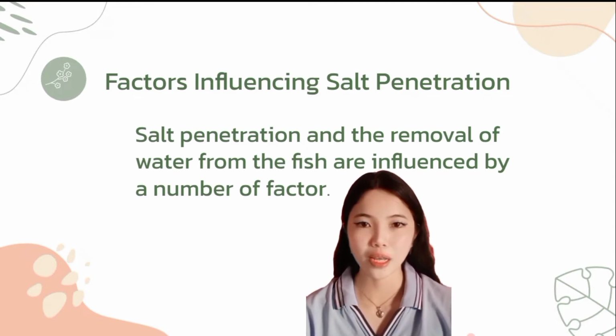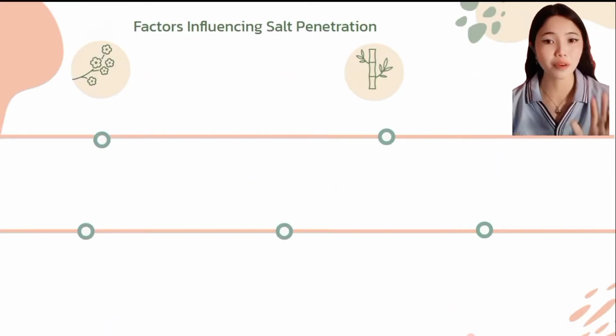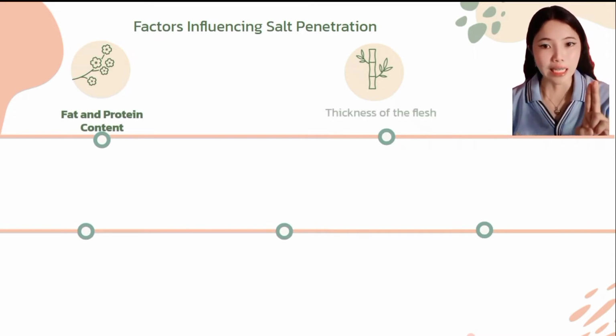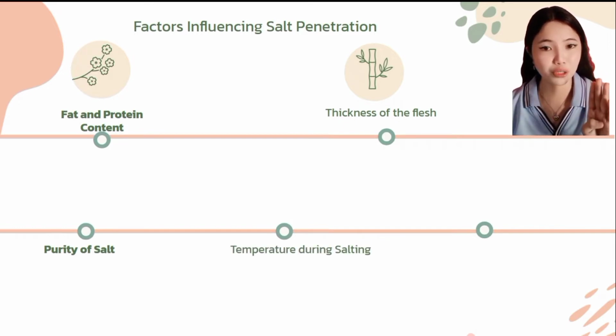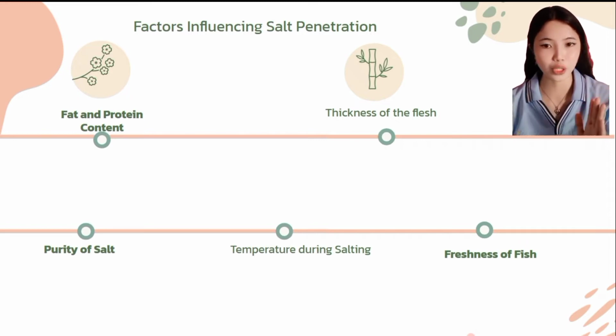Salt penetration and the removal of water from the fish are influenced by a number of factors. There are five factors influencing salt penetration. First, the fat and protein content. Second, the thickness of the flesh. Third, the purity of salt. Fourth, the temperature during salting. And fifth, the freshness of fish.